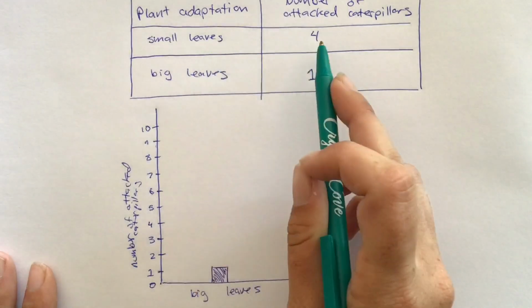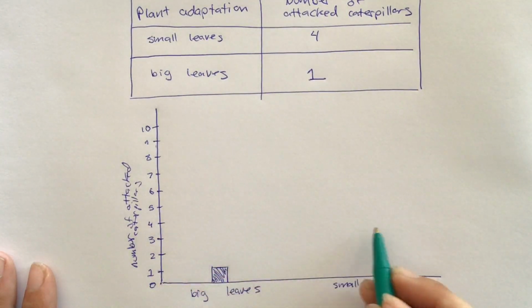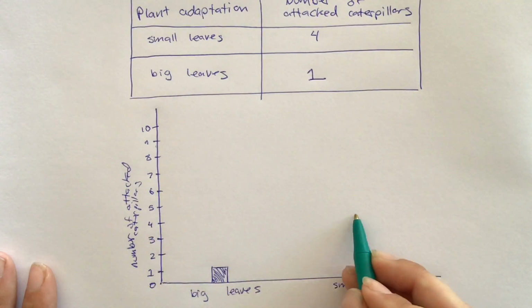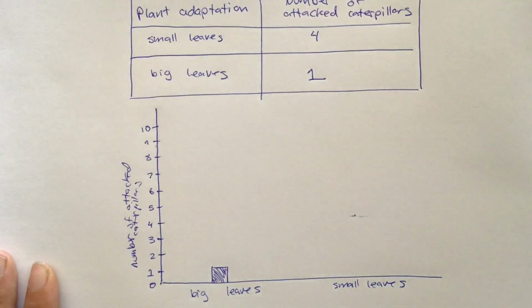You'll do the same with small leaves. We had 4 caterpillars that were attacked on my plant with small leaves. So over where I wrote this is where a ruler might come in handy. I'm going to draw another bar here. So now I can compare my data between the two different types of adaptations.